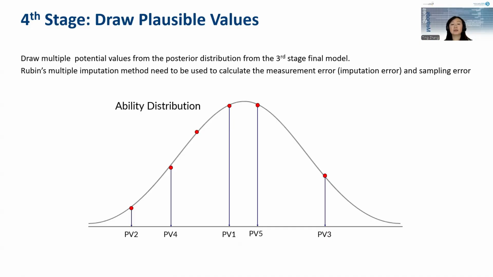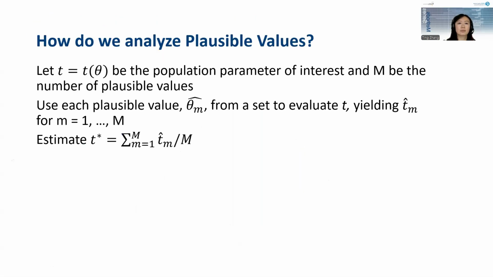So we have 10 scores, 10 plausible values for each domain. How do we analyze it? Because this is actually a multiple imputation model, we will use Rubin's multiple imputation method to calculate the measurement errors. All right, so let me show you how to do that. All right, so this is Rubin's imputation method.